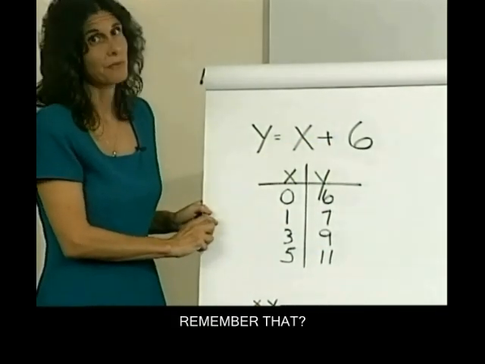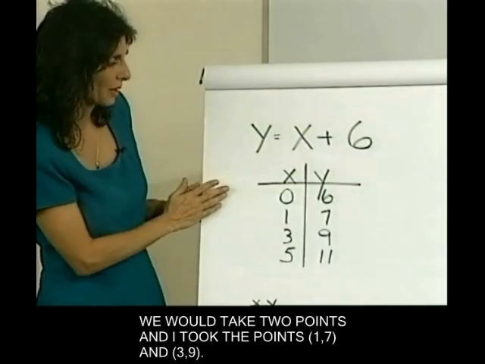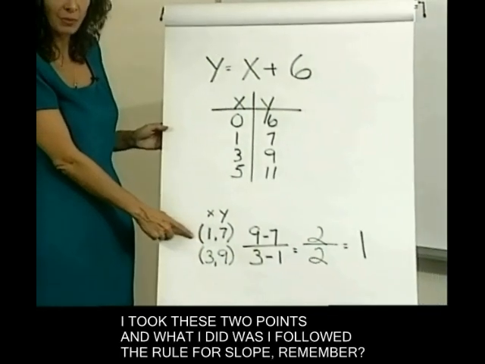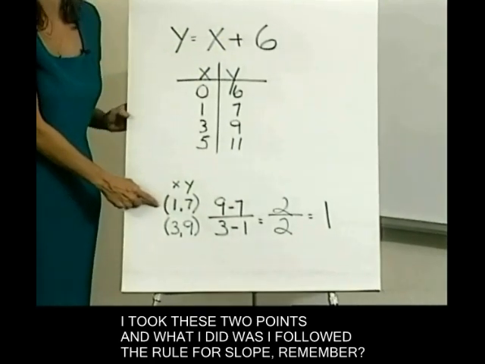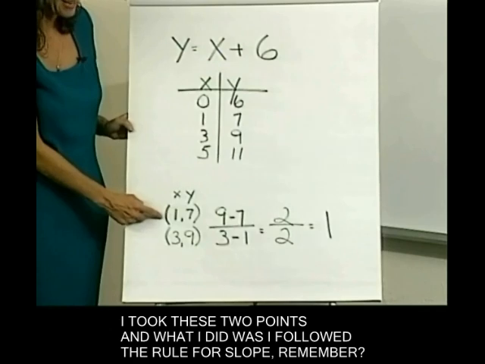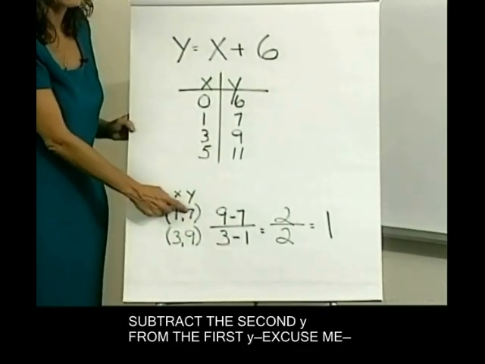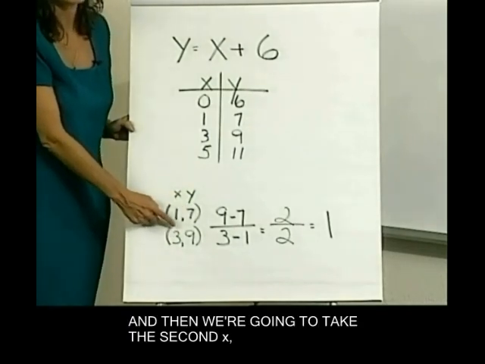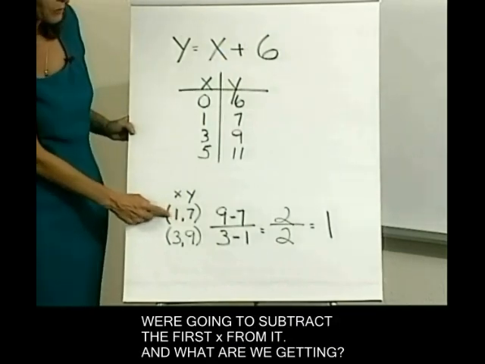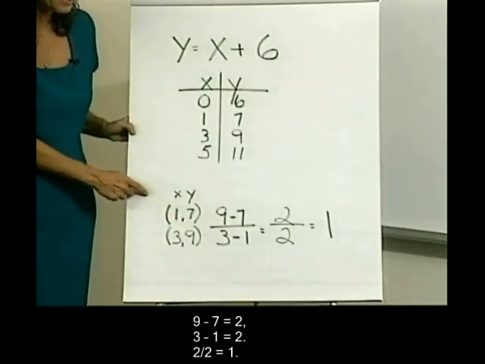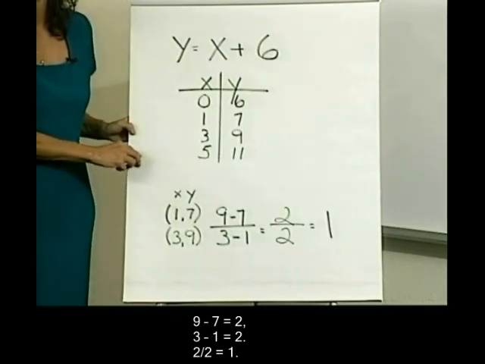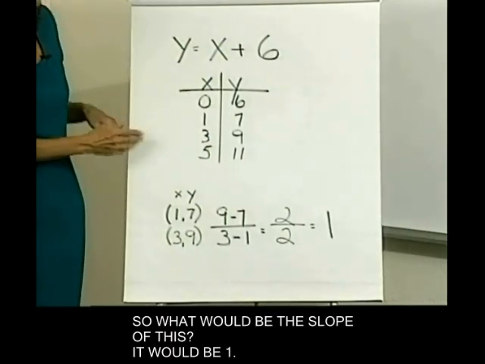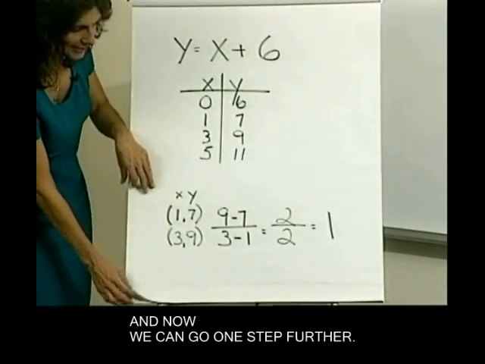Remember that? Now, if we wanted to find the slope, we would take 2 points. I took the points (1, 7) and (3, 9). I followed the rule for slope, remember? Subtract the first y from the second y. And then we take the second x and subtract the first x from it. What are we getting? 9 minus 7 is 2. 3 minus 1 is 2. 2 over 2 is 1. So the slope of this would be 1. Now we can go one step further.